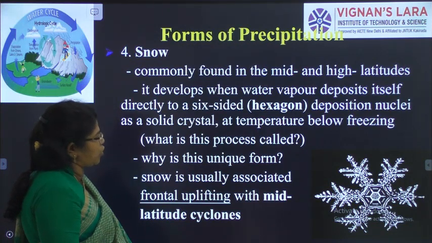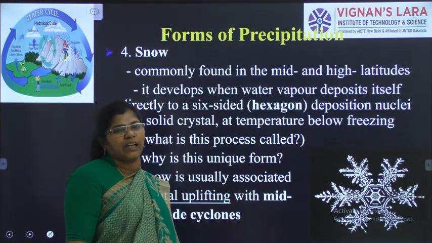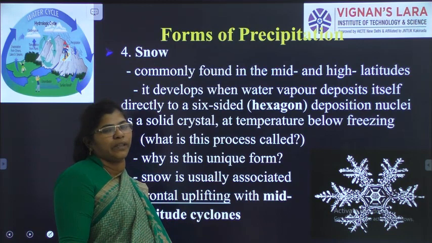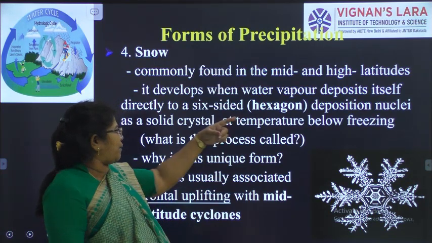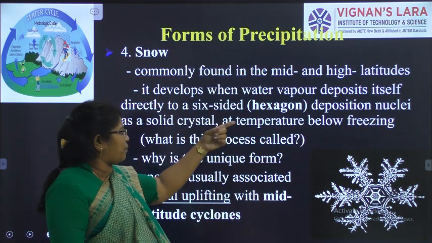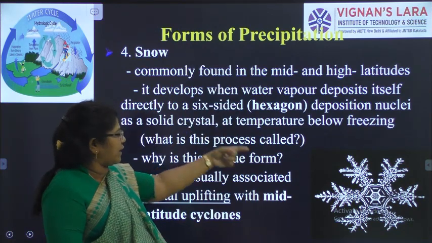And the next one is snowfall. Snowfall, you can see, occurs in the northern hemisphere and the southern hemisphere. Mostly it will have snowfall in the winter region. It occurs at mid-high altitudes. It develops by water vapor deposition. It is 6-sided, hexagonal.